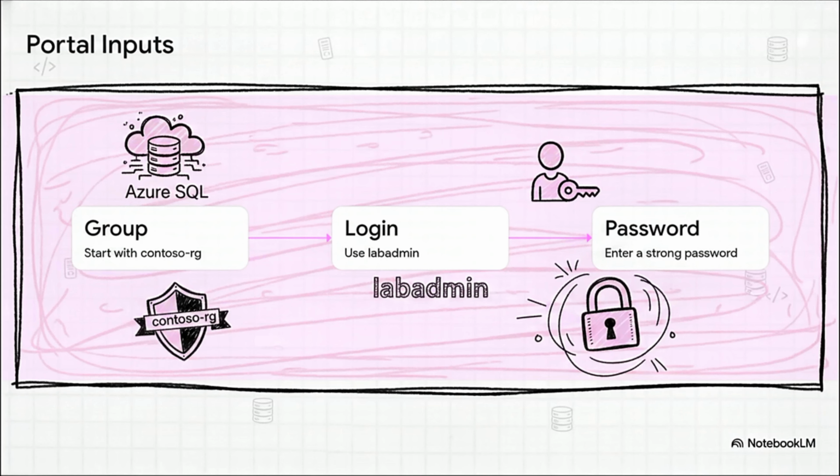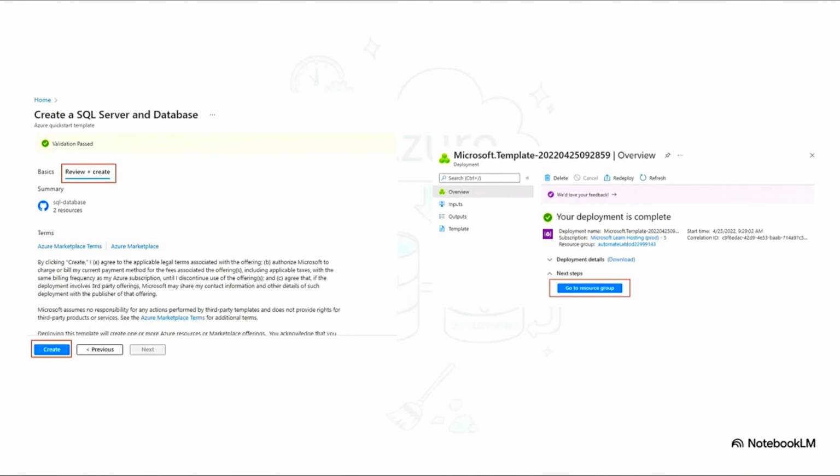You'll make sure your resource group starts with Contoso RG. For the SQL Administrator login, you'll type labadmin, and then you'll just enter a really strong password of your choosing. After filling in those fields, you'll hit Review plus Create, validate your inputs, and then click Create.